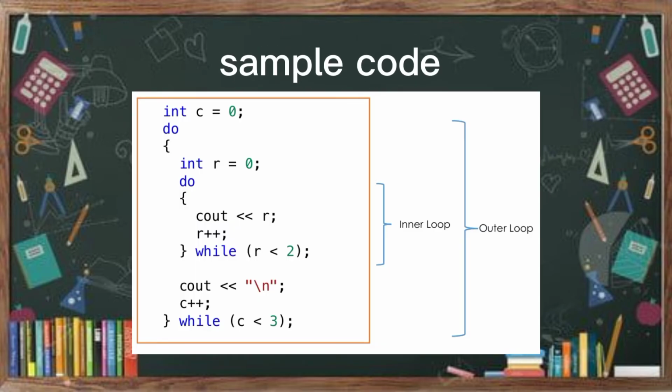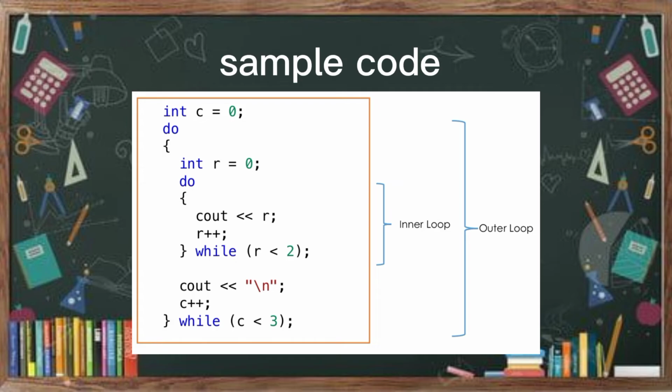Sample code. The initial value of variable c is set to 0. It goes immediately to the body of the outer loop where the value of the variable r is initialized to 0. And then another do-while loop is found. It goes immediately to the body of the inner loop where it prints the value of r which is 0 and increments the value of r which becomes 1.